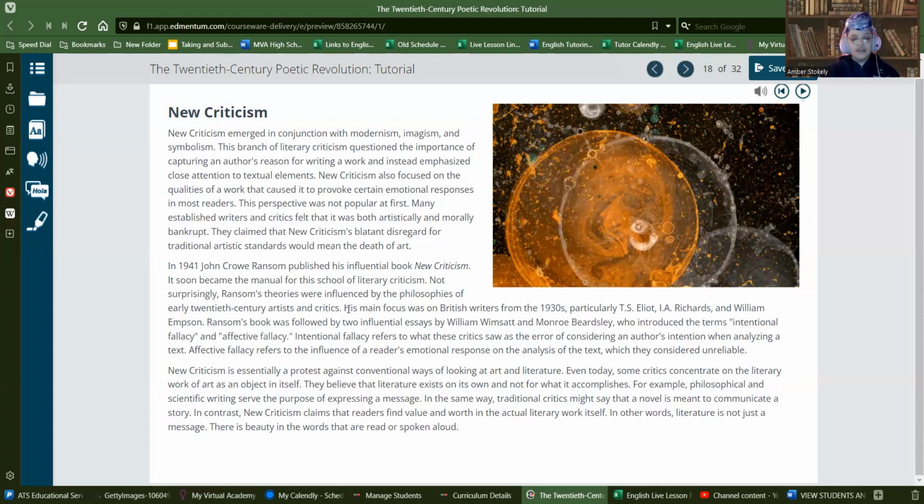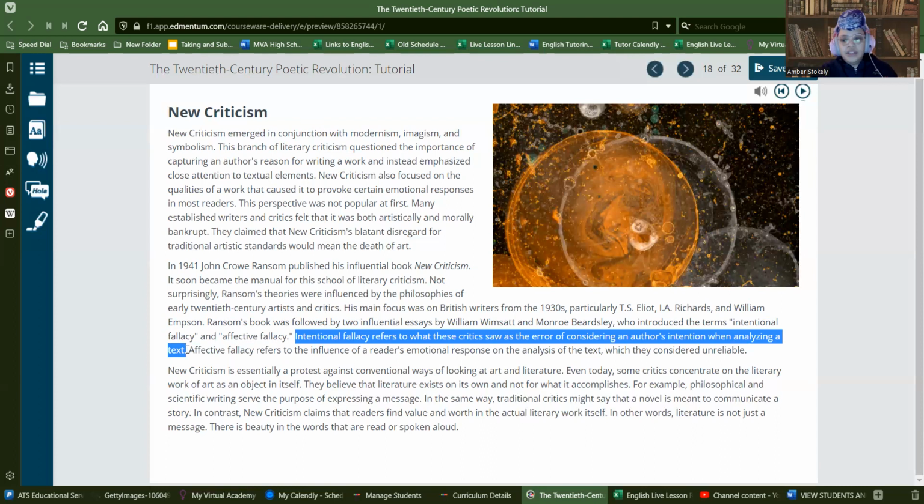So I'm going to give you the definition of those because I know this is a lot of information. So intentional fallacy is basically, it refers to what these critics saw as the error of considering an author's intention while analyzing a text. So basically, they're saying, let the work speak for itself. Don't include what the author's intention was. It doesn't actually matter what their intention was.